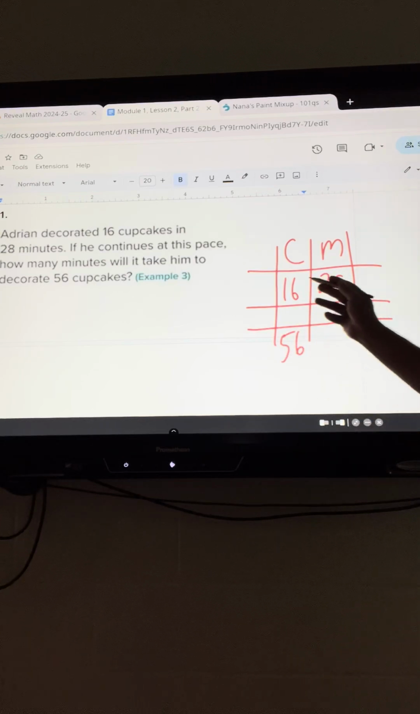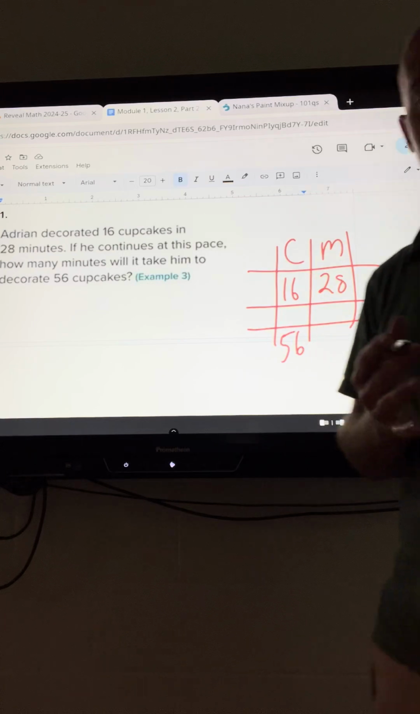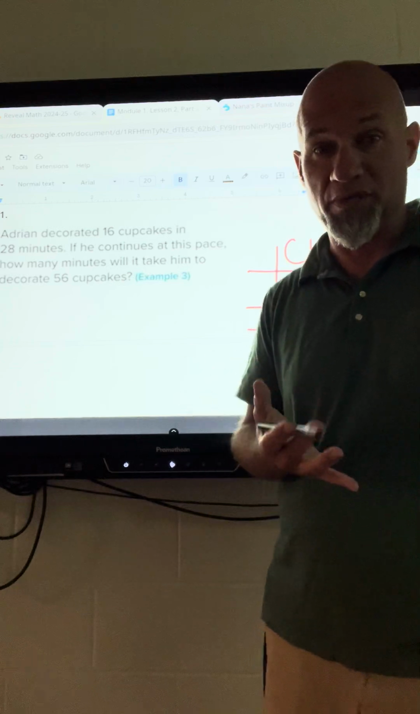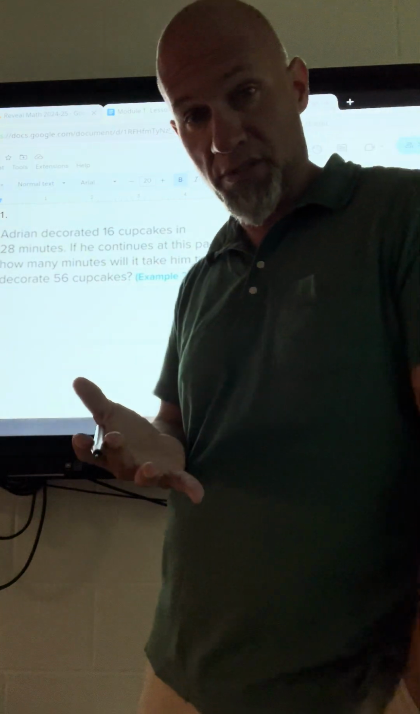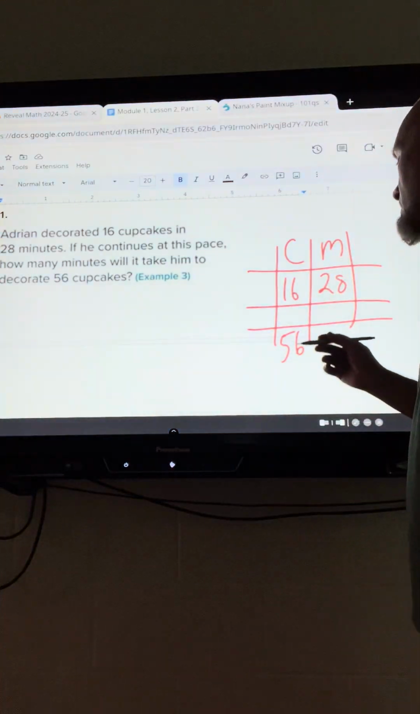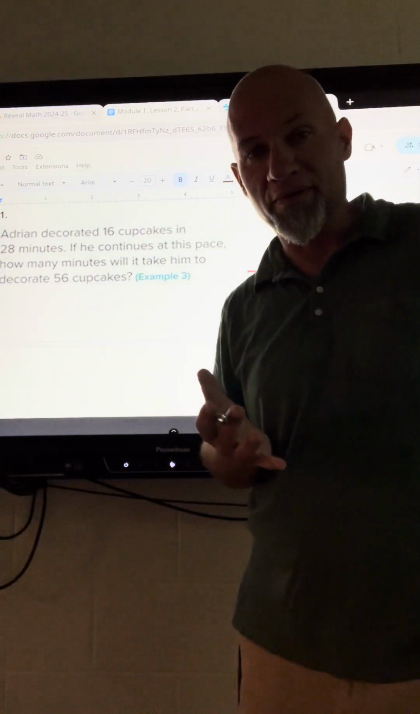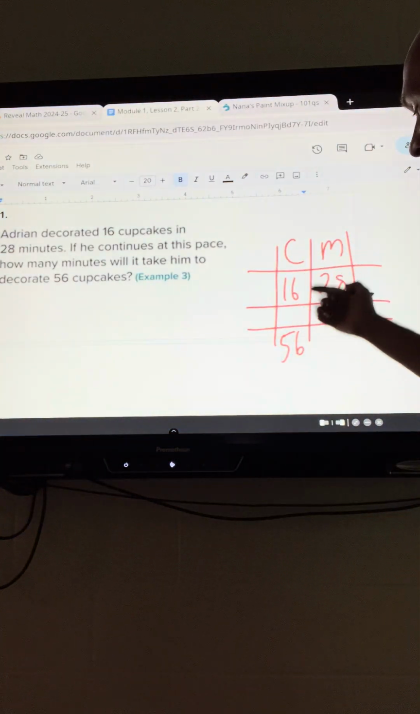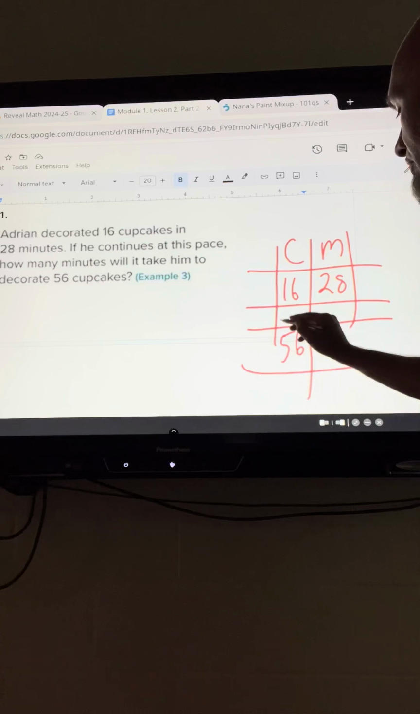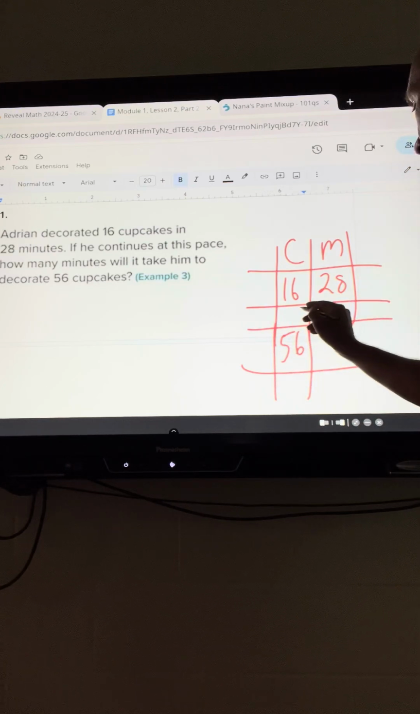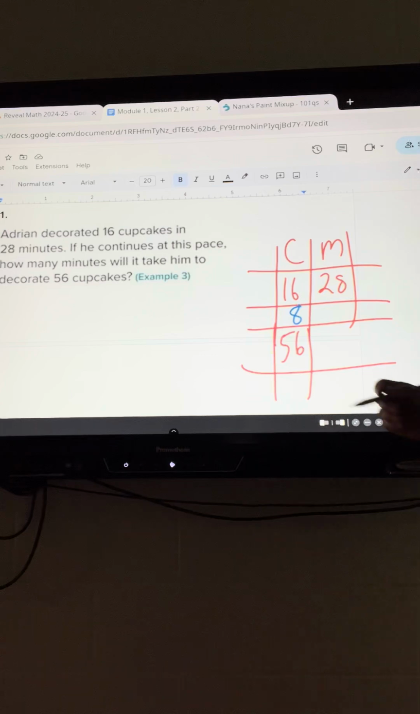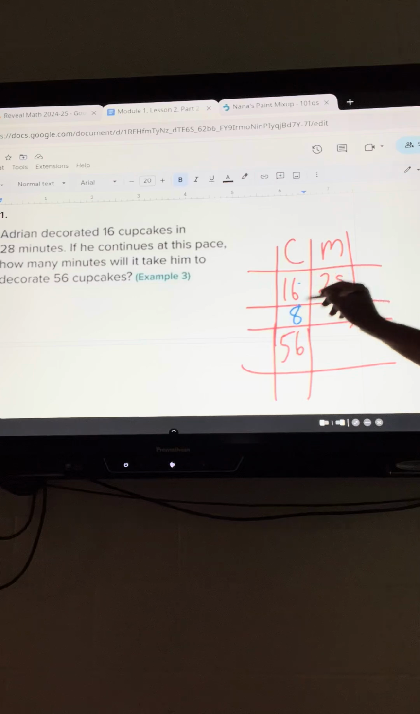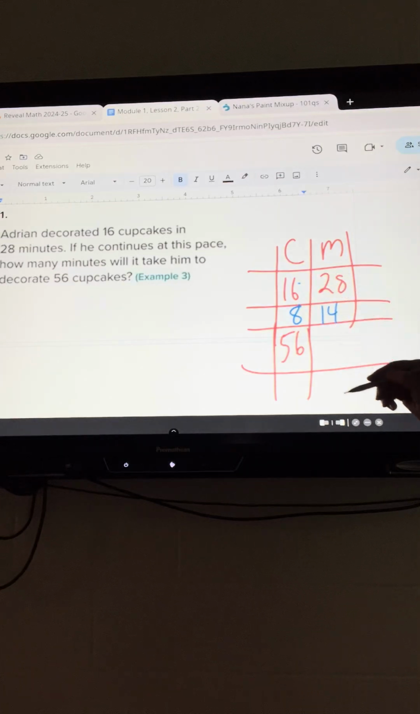So look, I've got 16 and I've got 56. So you want to think, what could I multiply 16 by to get 56? Probably not going to be something you're able to do unless you're really comfortable with decimals and fractions. So come up with a common number that both 16 and 56 share. So when I'm looking at 16 and 56, I'm thinking, wow, these are multiples of 8. So what could I do to the 16 to get an 8? Cut it in half. So that means 8 cupcakes could be made in 14 minutes.